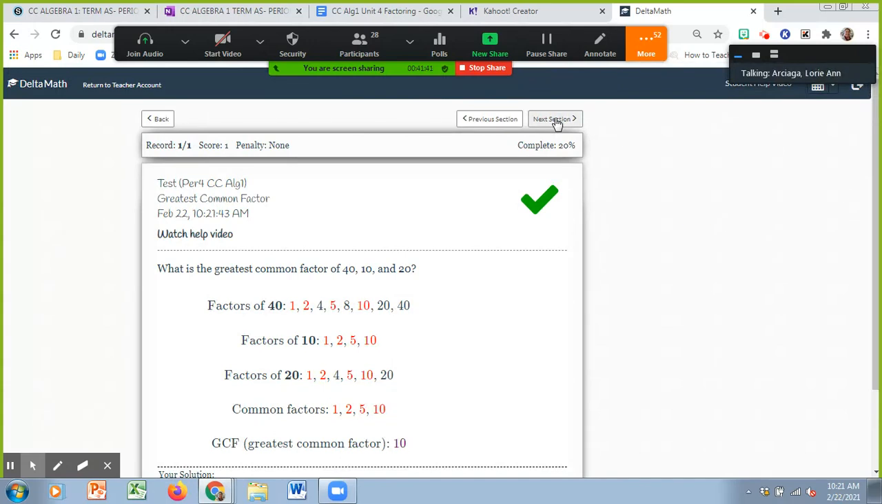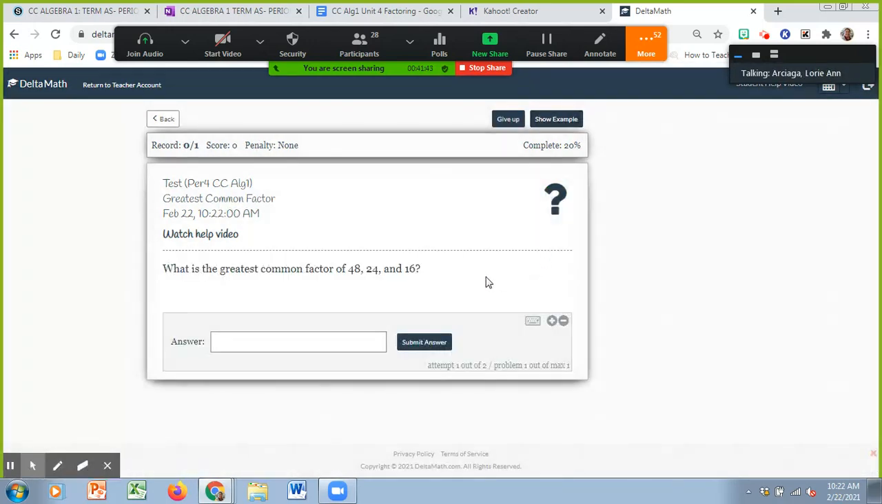Okay, so let's try again. Which one is the smallest number? 16. So we're going to start counting from that. Can 16 divide 48? Yes or no? You sure? Yes, because 16 times 3 is 48, right?